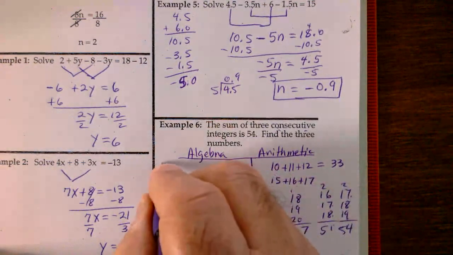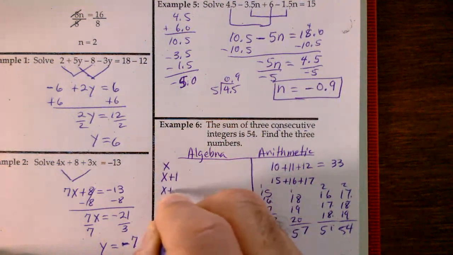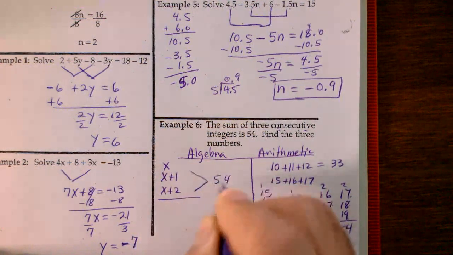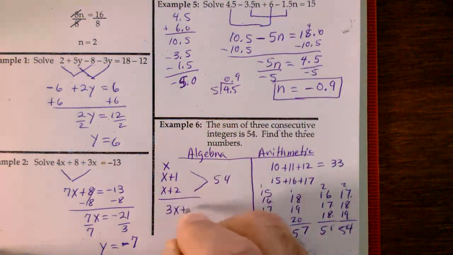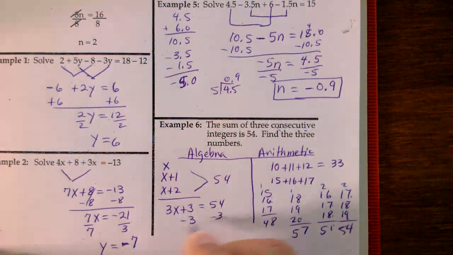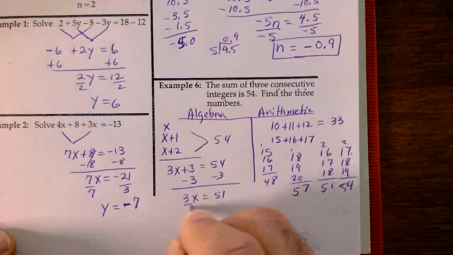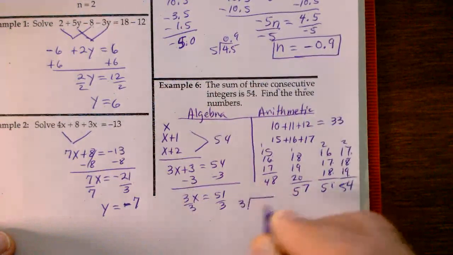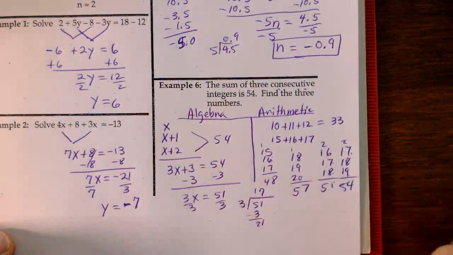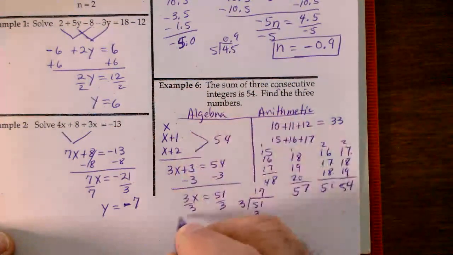The algebra way. The first one is x, the next one is 1 over, and the next one after that is 1 more after that. And these three things have to equal 54. 3x plus 3 now equals 54. Take away 3 from both sides, and you get 3x equals 51. Divide by 3. And let's see, 3 into 51 is going to go once. And you're going to get 17. So the first one is going to be 17, 18, and 19.